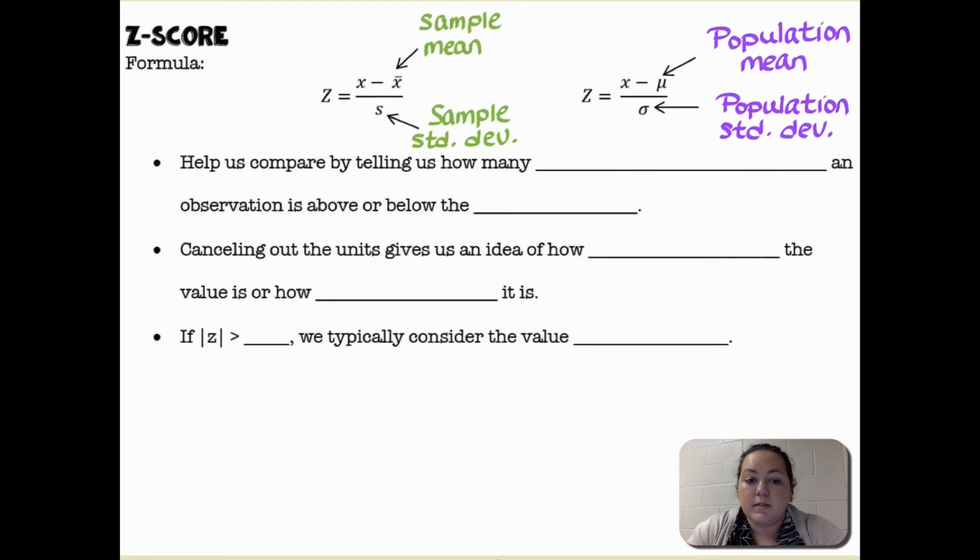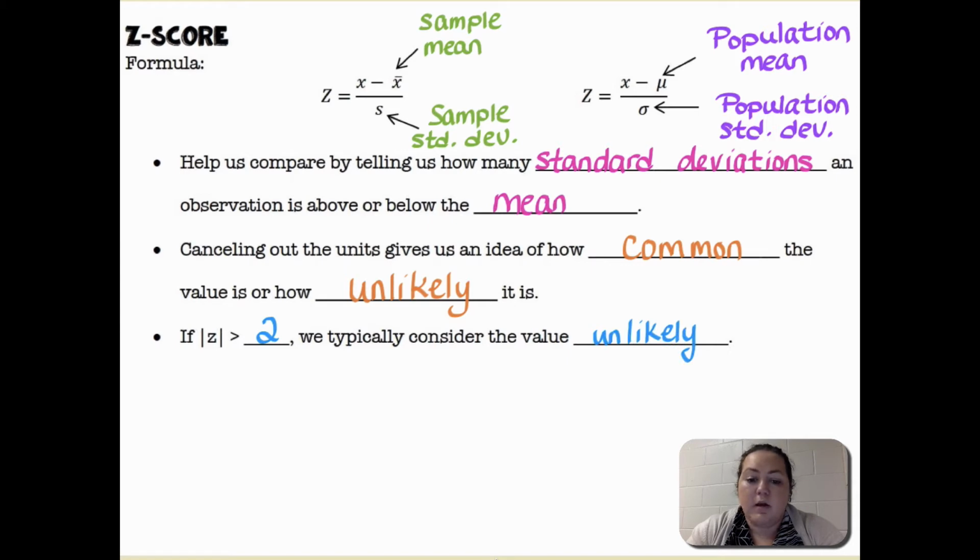This helps us compare by telling us how many standard deviations an observation is above or below the mean. Canceling out the units gives us an idea of how common the values are or how unlikely it is. If we get an absolute value of z that's greater than 2, so that means it's more than 2 standard deviations away, we typically consider that very unlikely.